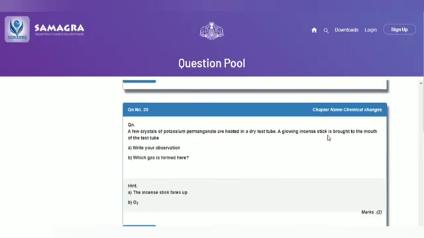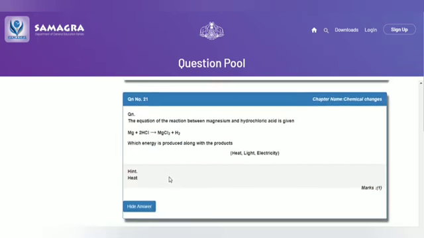A few crystals of potassium permanganate are heated in a dry test tube. A glowing incense stick is brought to the mouth of the test tube. Write your observation. The incense stick fires up. Which gas is formed? Oxygen is formed.